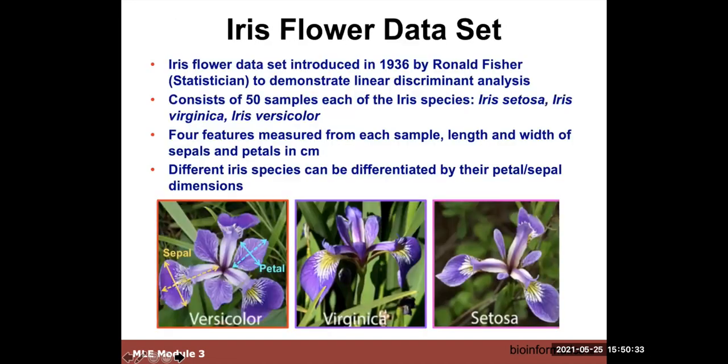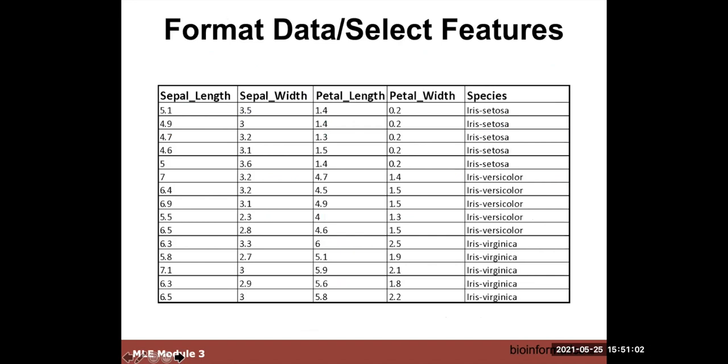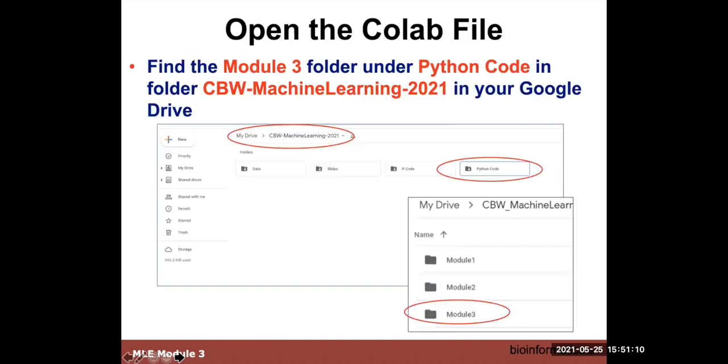So we've got the iris flower data set that we had previously used: Versicolor, Virginica, and Setosa. We're going to take four features, which are the petal length and width, and the sepal length and width. We're going to have 150 samples, about 105 for the training set and 45 for the test set. We're going to have an input layer, hidden layer, and an output layer. We've seen the same data format when we did this for the decision tree, same structure. And now we're going to try and write the program.